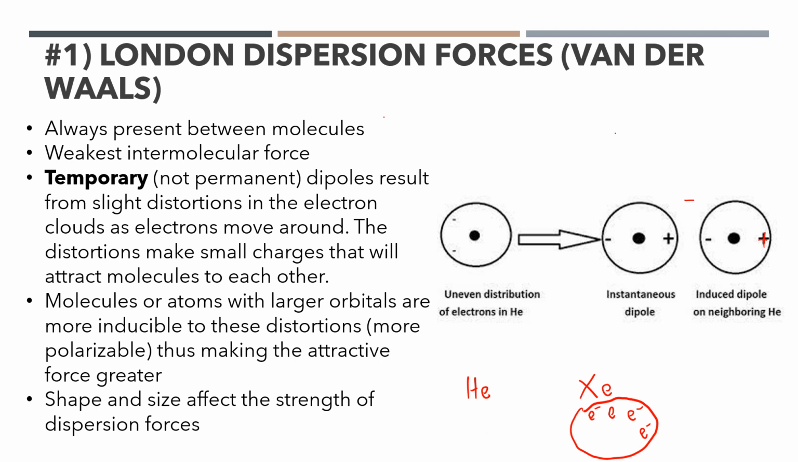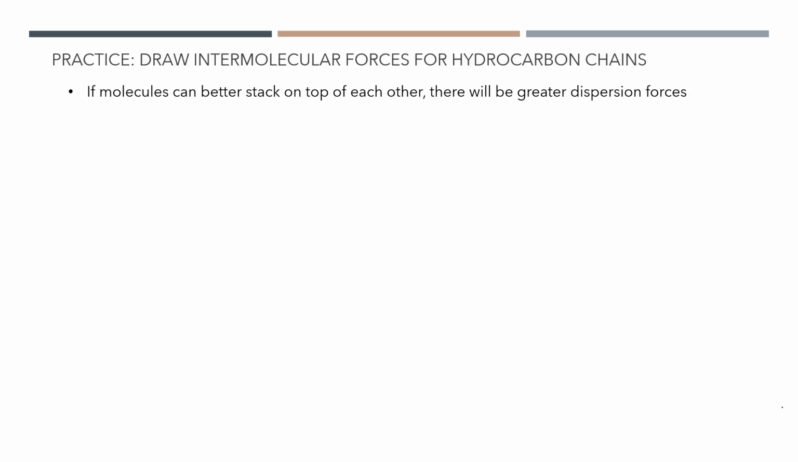So a xenon-xenon interaction would be much bigger than a helium-helium interaction. Also, the shape of them, and I'll explain that in the next slide. So let me move on to the next slide here. Here I have us draw out the intermolecular forces of hydrocarbon chains.